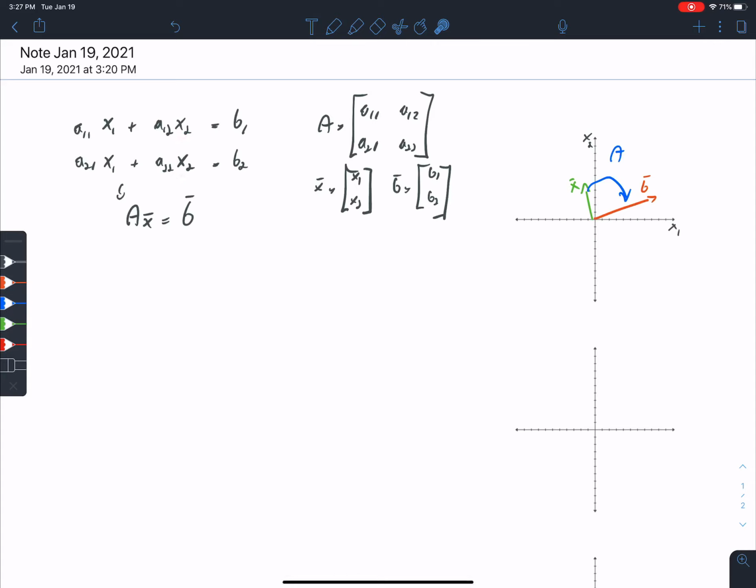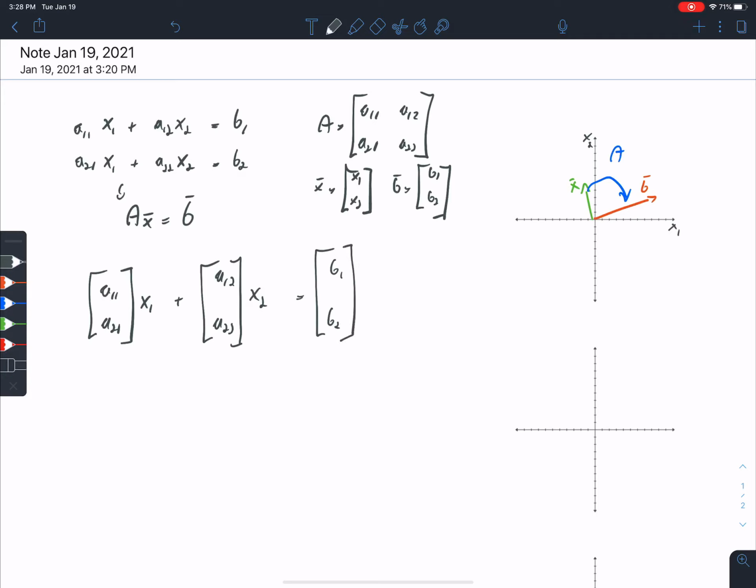So another way to interpret what's going on here is that we are adding two vectors, and I'll call these two vectors a11, a21. We're taking a linear combination of these two columns of the matrix A. And this is our vector b1, b2. I mean, we can name these whatever we would like to name them.